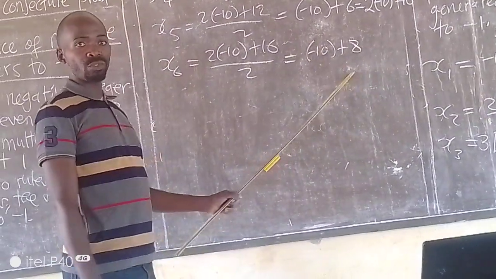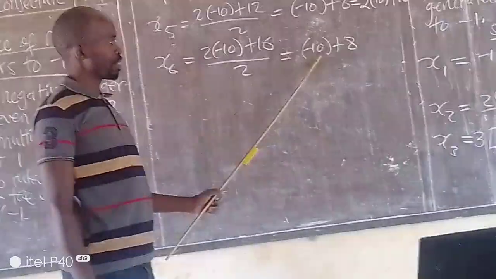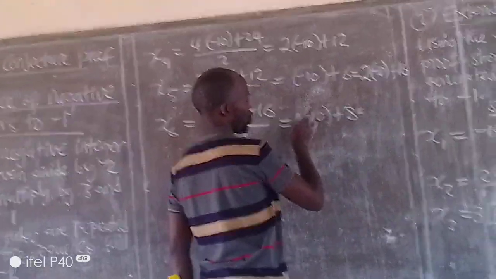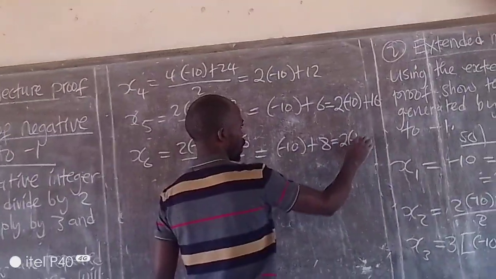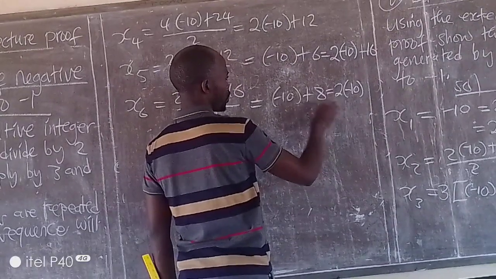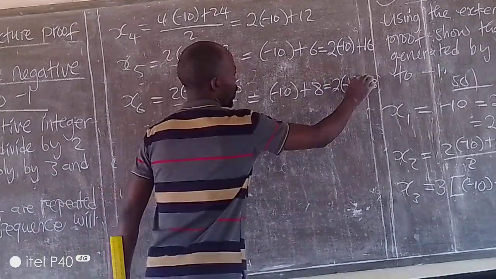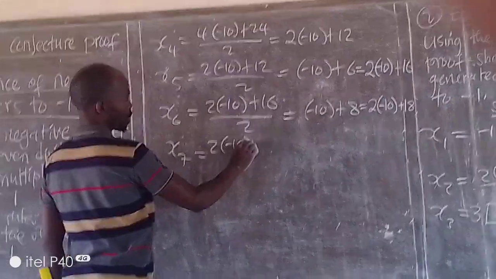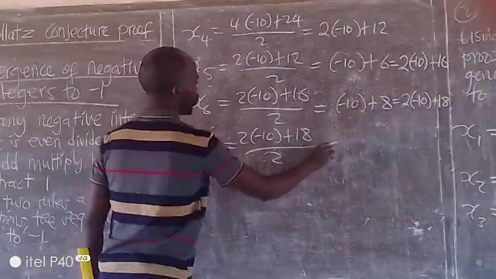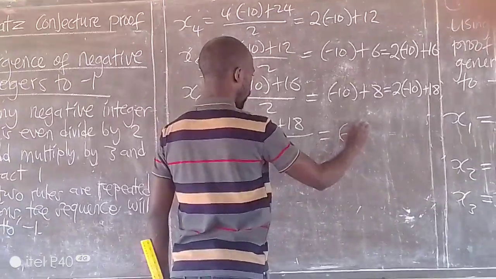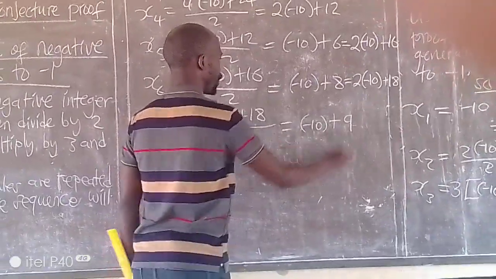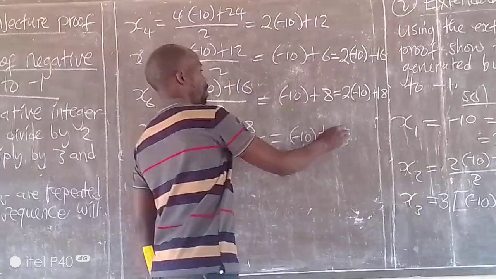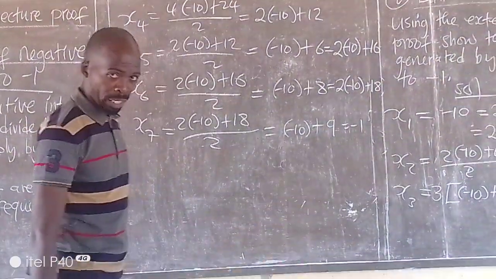Negative 10 plus 8, that is also even. We need to express it in a form which will be exactly divisible by 2. So here I'll add 1 plus 1, that will be 2 times negative 10, 8 minus negative 10, that is positive 18. Then my x7 will be equal to the division of this by 2, the result becomes negative 10 plus 9. So negative 10 plus 9, that is negative 1. Meaning that the sequence has converged to negative 1.